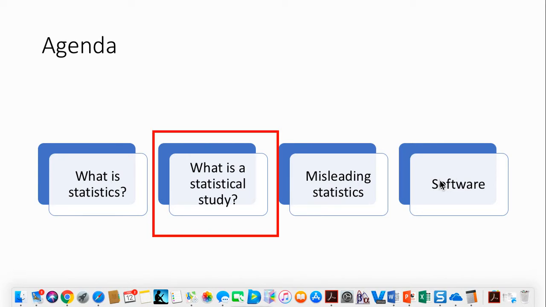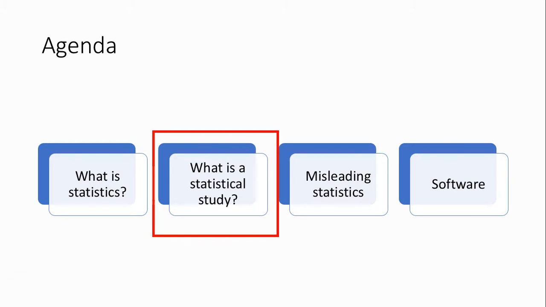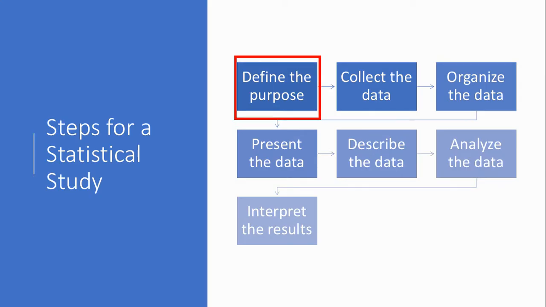All right, next on our agenda is what is a statistical study? So when we're talking about the steps of a statistical study, or really if you think the steps of the scientific research process, the first thing we need to do is define the purpose of our study.